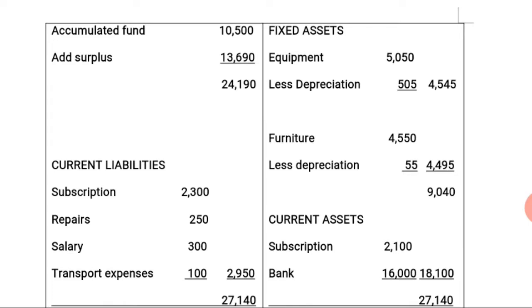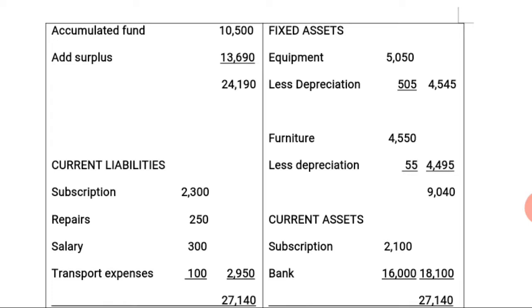So we need to add the new one that was just bought in 2014 to the one that you have as at the end of 2013, which was stated in additional information 1. Then you less the depreciation, which was stated in additional information 2, 505 naira. So we have 4,545 naira as the net book value of our equipment. The same thing applies to furniture.